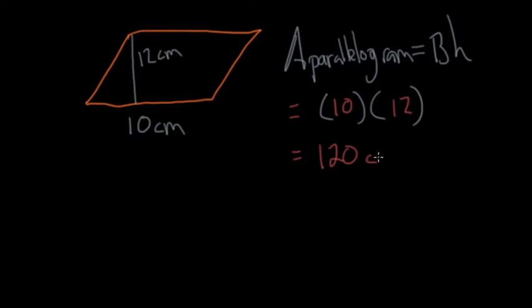And then remember, it's centimeters squared. Don't forget this part, the squared, because we're talking about area. So area is always going to be units squared. So that wasn't too bad, right? For figuring out the area of a parallelogram.